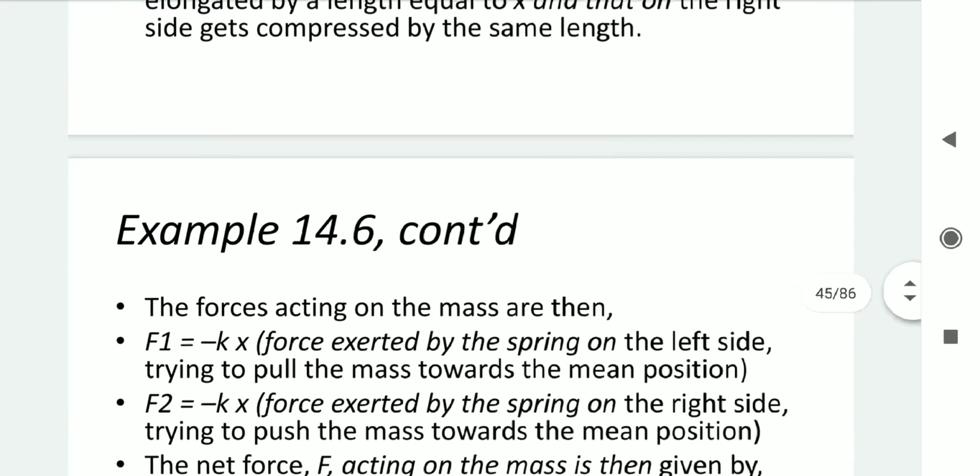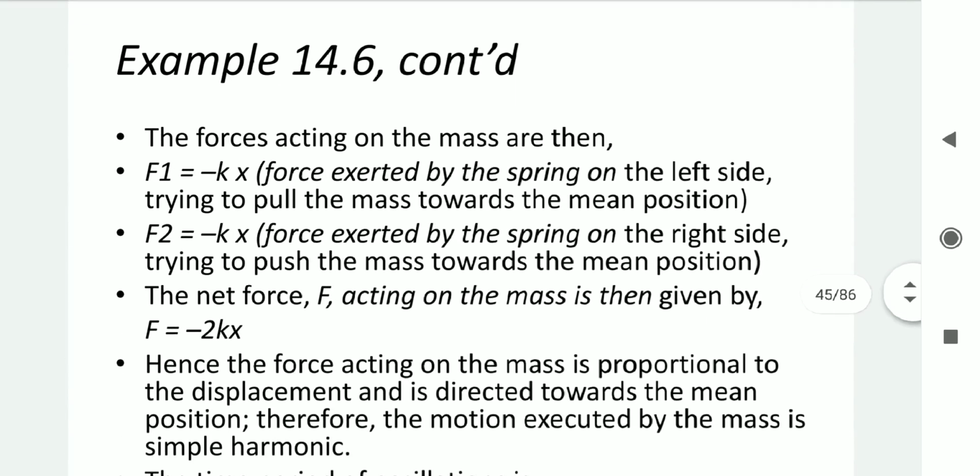So here we can say that F1 equal to minus kx and F2 is also equal to minus kx. Individual force we have calculated. Now by using the superposition law, the net force acting onto the mass, that is F equal to F1 plus F2, that is minus kx minus kx, will give you minus 2kx. So force acting onto the mass is proportional to the displacement, and it is directed towards the mean position, defined with the negative sign on the force equation.